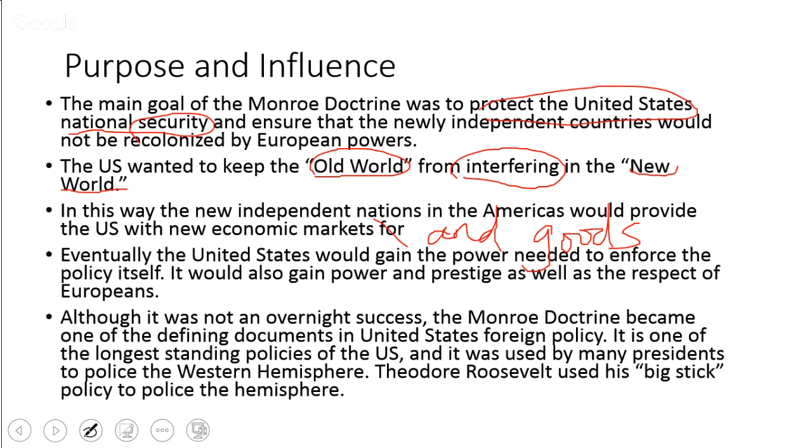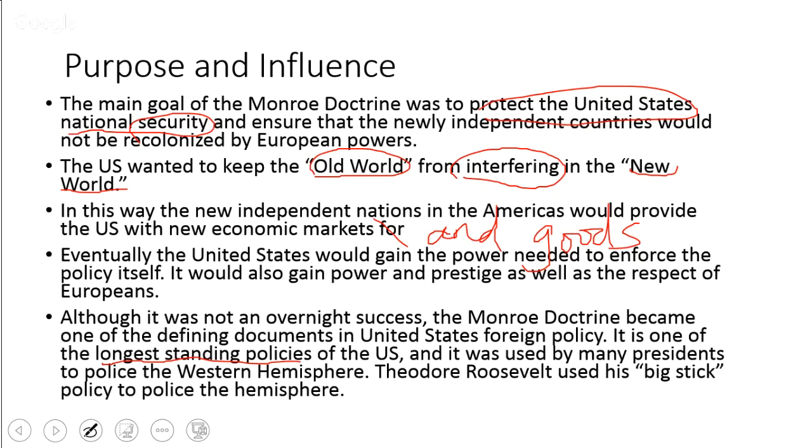Okay. All right, one more about the influence. Although it was not an overnight success, that means although it was not a quick success, right? The Monroe Doctrine became one of the defining documents in United States foreign policy. It is one of the longest standing policies. When we say standing policy, that means the policy is always there.